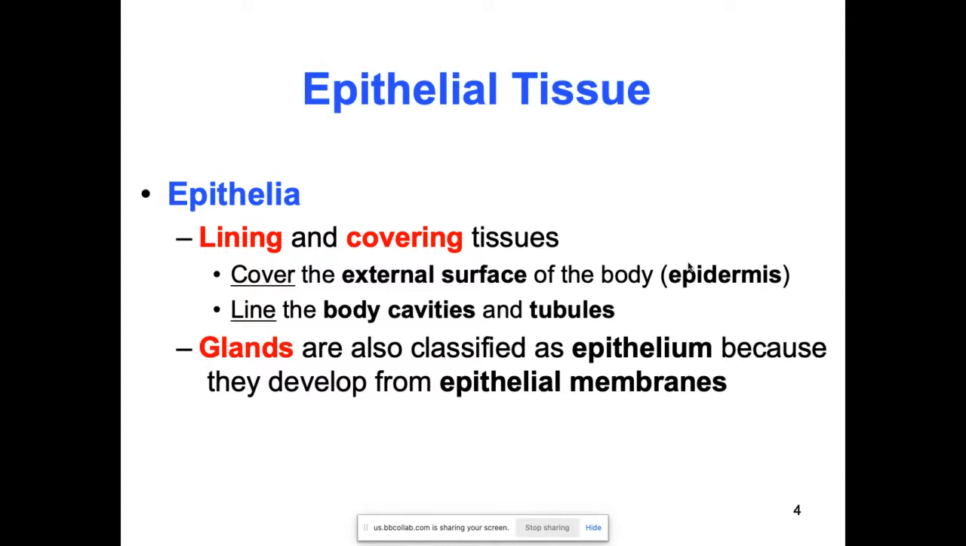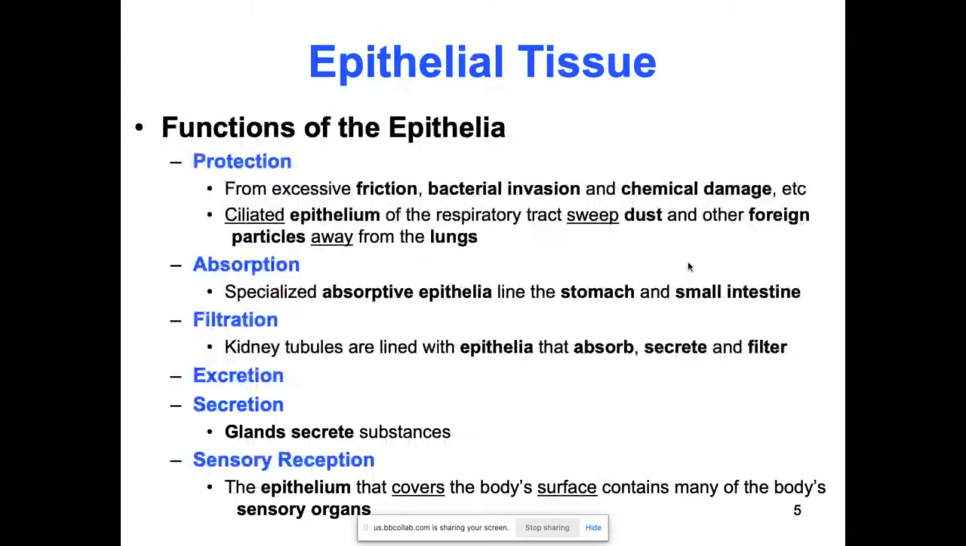You have the body, which is a tube, and inside it are other tubules. So all of those tubules are lined with epithelium. Glands are also classified as epithelium. Glands like sweat glands, your oil glands, the mammary glands, the glands in the ear that produce wax, right? Glands are a type of modified epithelium. And they have different functions.